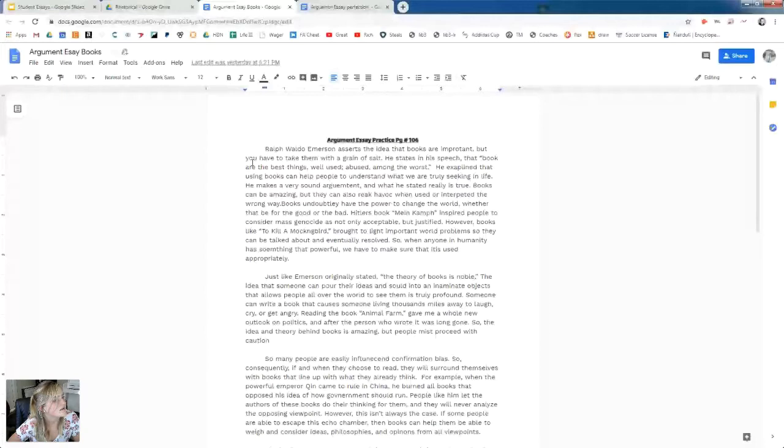And when he stated what is really true, books can be amazing, but they can also wreak havoc when used or interpreted the wrong way. Books undoubtedly have the power to change the world, whether for good or bad. Hitler's book, Mein Kampf, inspired people to consider mass genocide not only as acceptable, but justified. However, books like To Kill a Mockingbird brought to light important world problems so they can be talked about and eventually resolved.